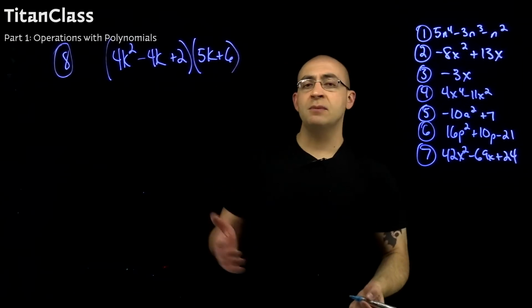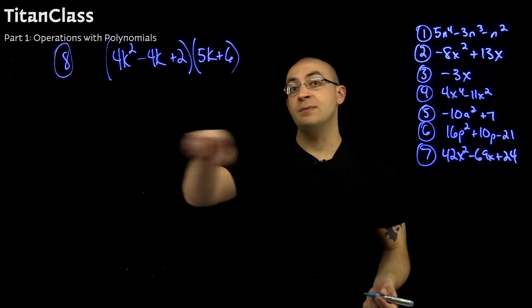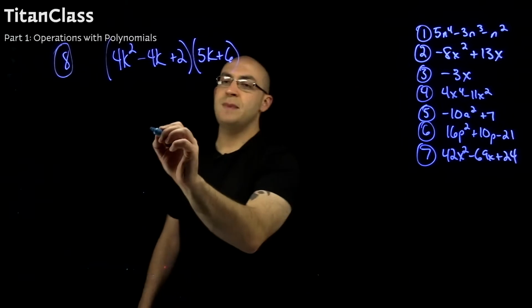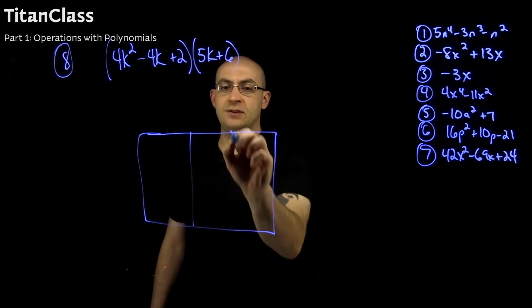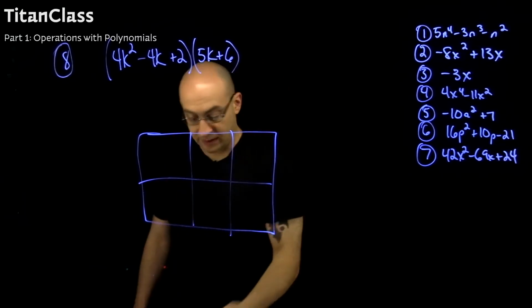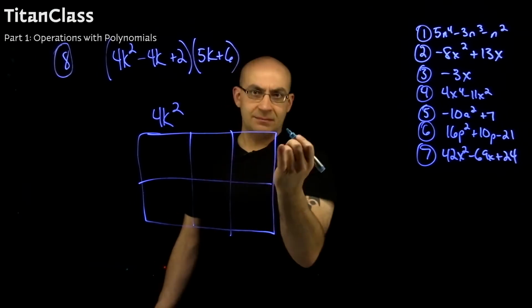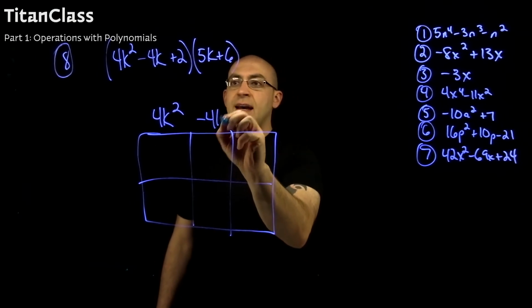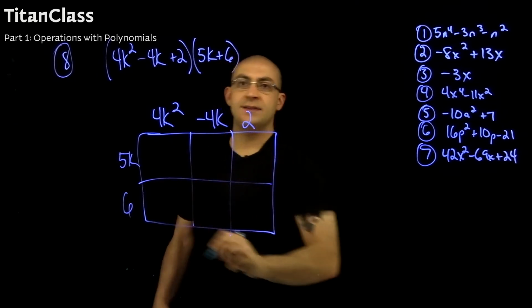Okay, so we're still multiplying these two things, but my area model now can't be a 2 by 2. It needs to be a 3 by 2, right? So we'll just make a rectangle type thing so we can have more space, and make sure you divide it into a 3 by 2. So I think we're gonna have to retire this marker. Obviously put the 3 term on the top: 4k squared, negative 4k, 2, and 5k, 6, multiply out.